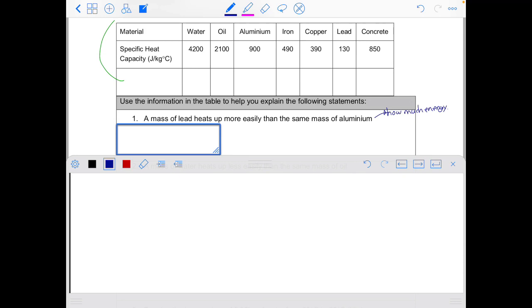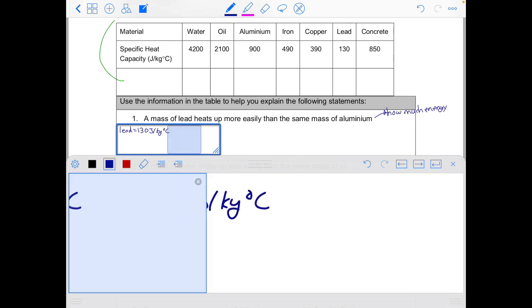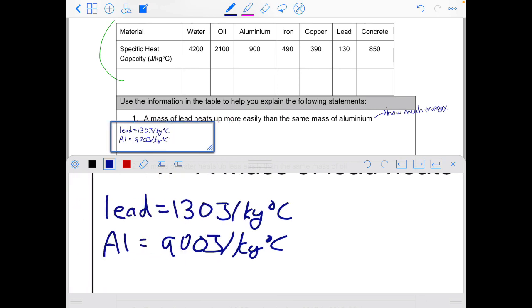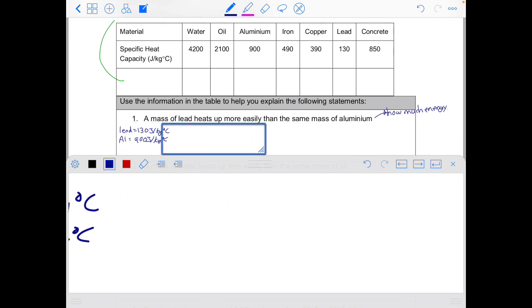So we're going to look at our table, or the numbers you have written down, and look at the specific heat capacity of lead, which equals 130 joules per kilogram degree Celsius. Whereas aluminum is 900 joules per kilogram degree Celsius. So we see that lead has a much lower specific heat capacity than aluminum. And so that's just what we need to explain it.